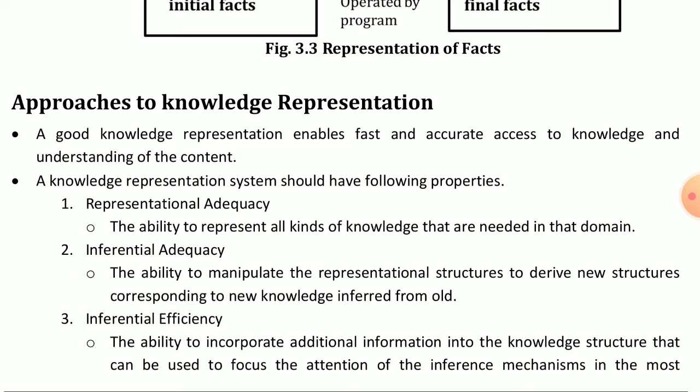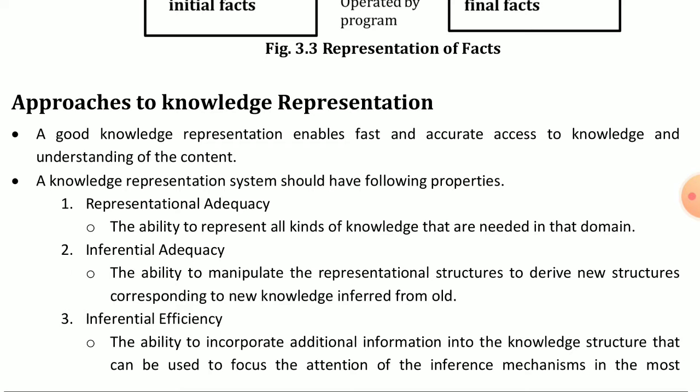Now 4 different properties are given for a knowledge representation system. First is representational adequacy. Adequacy means acceptability. How we can accept the representation. Second is inferential adequacy. Third is inferential efficiency. Fourth is acquisitional efficiency. Okay.